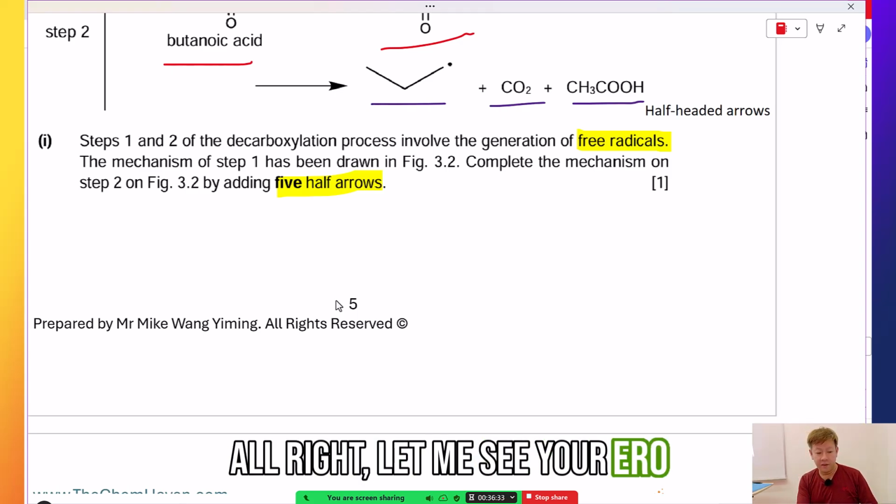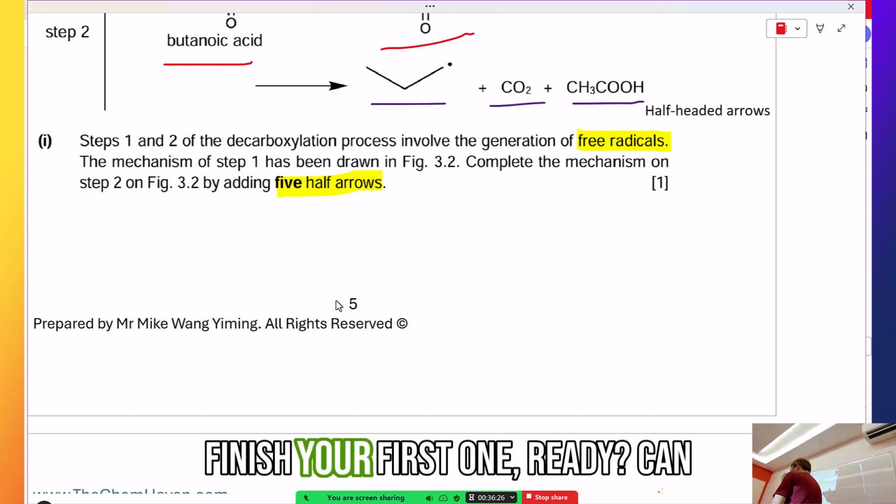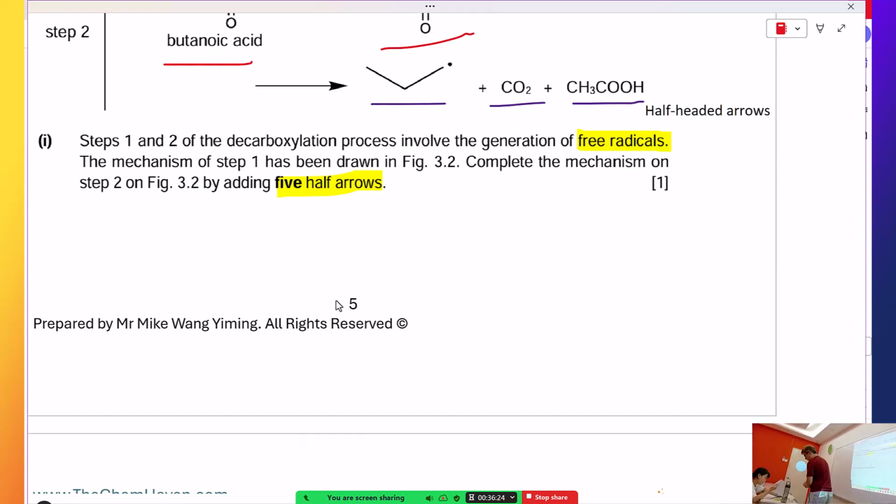Alright, let me see your arrow pushing. Come. Okay, finish your first one already? Can do? No?